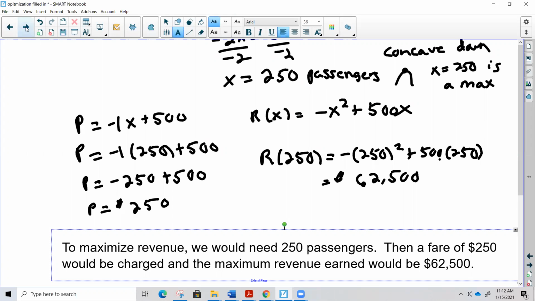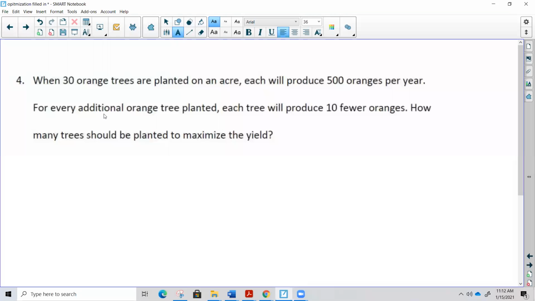Okay, so let's look at another example. So this example says when you have 30 orange trees are planted on an acre, each will produce 500 oranges per year. For every additional orange tree planted, each tree will produce 10 fewer oranges. How many trees should be planted to maximize the yield?